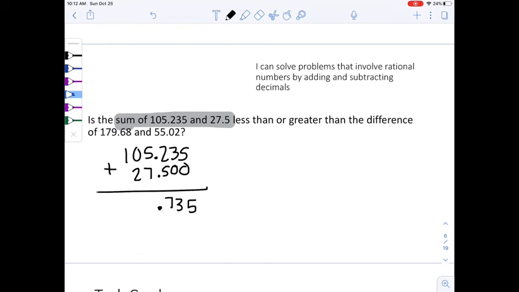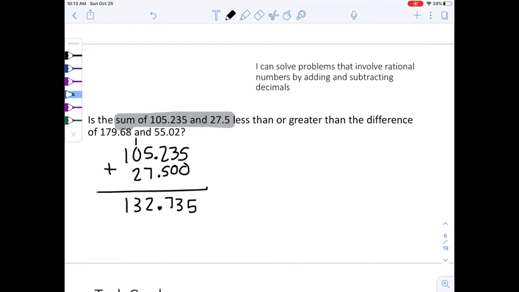5 plus 0 is 5. 3 plus 0 is 3. 2 plus 5 is 7. 5 plus 7 is 12, so I bring down the 2, carry the 1. 2 plus 1 is 3, bring down the 1. So I have 132 and 735 thousandths.